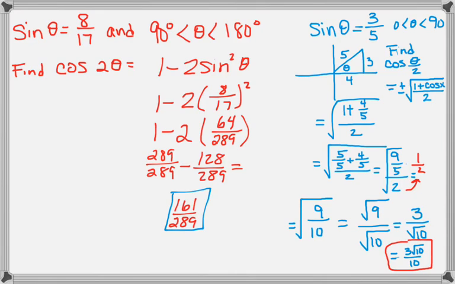When I did cosine of theta over 2, notice they gave me the sine, but I needed the cosine to do this problem. So they told me it was in the first quadrant, so I drew the triangle. I found the missing part, which helps me to find the cosine. The cosine of this angle is 4 divided by 5. Put it in here, and that's the same thing I did earlier.